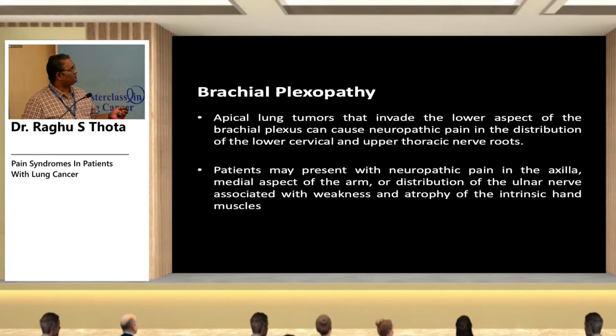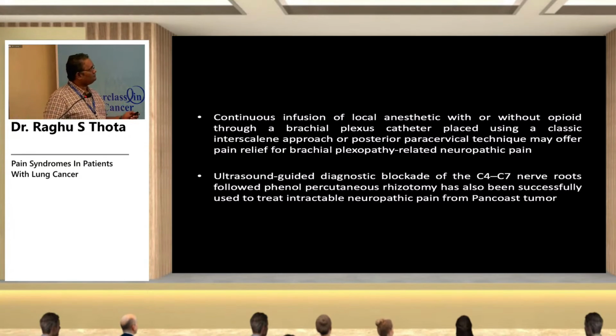Brachial plexopathy is caused by apical lung tumors, which invade the lower aspect of the brachial plexus. And you see the neuropathic pain is in the axilla and the medial aspect of the arm, same like the C7-T1 syndrome, in the distribution of the ulnar nerve, associated with weakness and atrophy of the intrinsic hand muscles. This is an additional component. So I won't be going into the treatment of this.